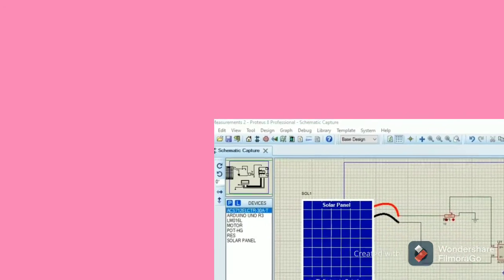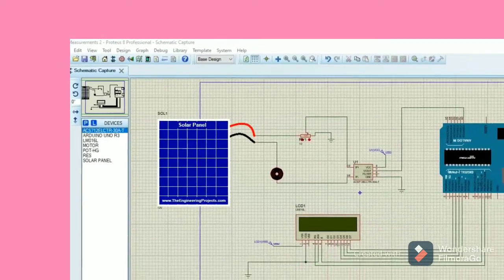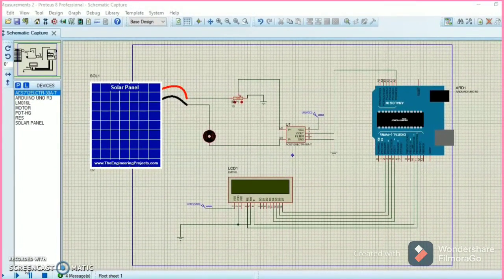For the simulation part, the circuit for the simulation has been set up, starting from the solar panel connected with the potentiometer, next to the current sensor, and then Arduino Uno R3, and the last one is the liquid crystal display or LCD.